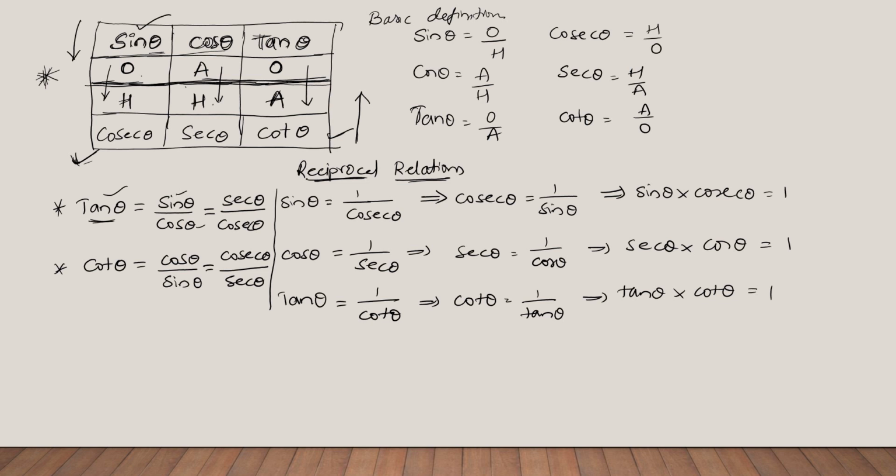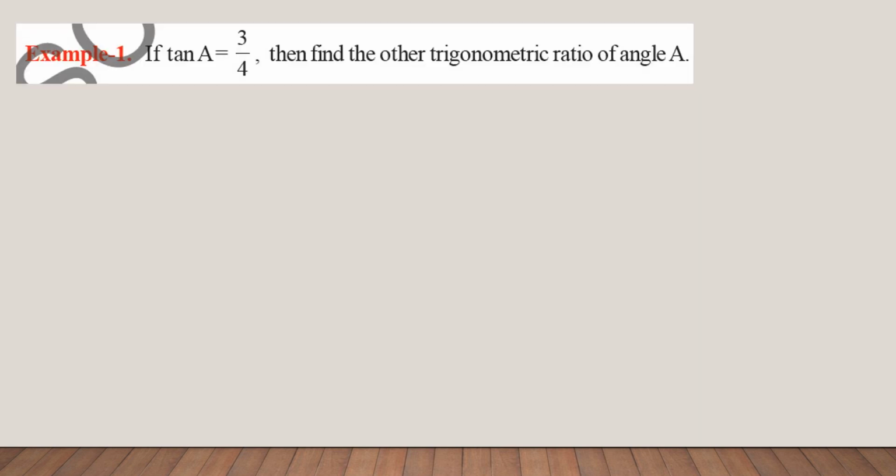Now let us see how we can solve the problems, right? Question number 1. What is given: if tan A is equal to 3 by 4, then find the other trigonometric ratios of angle A. Suppose I consider a right angle triangle whose angle A is given, right? So this is my right angle triangle. Suppose I consider this right angle triangle as ABC, then tan A is given as 3 by 4.